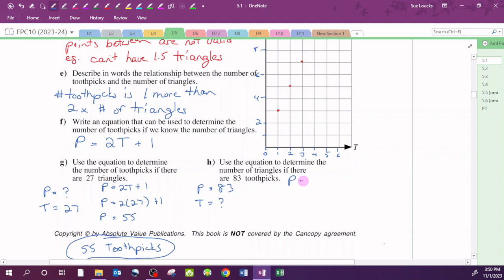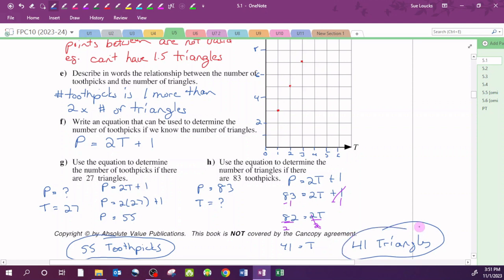And then I write my equation out again. P equals 2T plus 1. And then this time, because I know the P, I replace the P with the value I have for it, and then write everything else out once. So now I have an equation to solve, and I use my amazing algebra skills to solve for t. So I have 82 equals 2t, and then I divide by 2, and I divide by 2, and I get t equals 41. So my answer is 41 triangles.